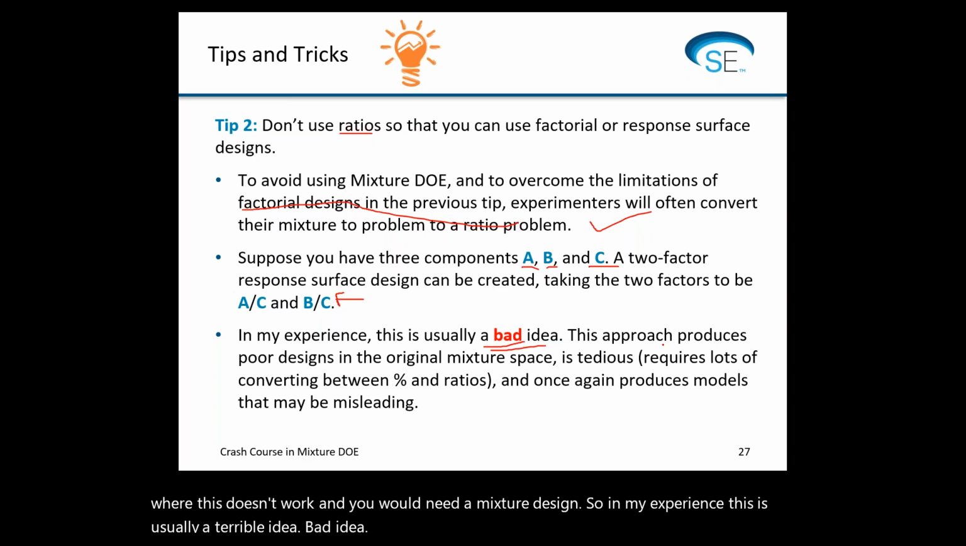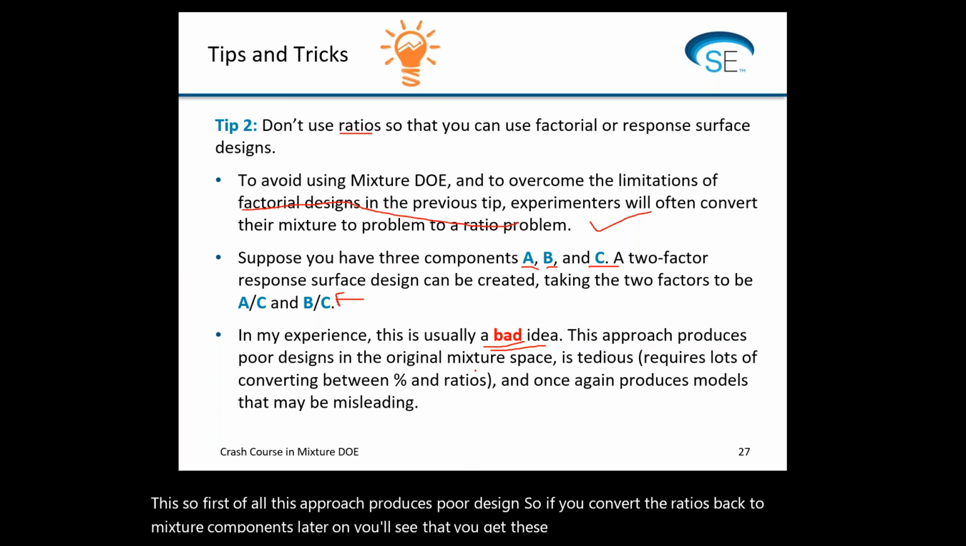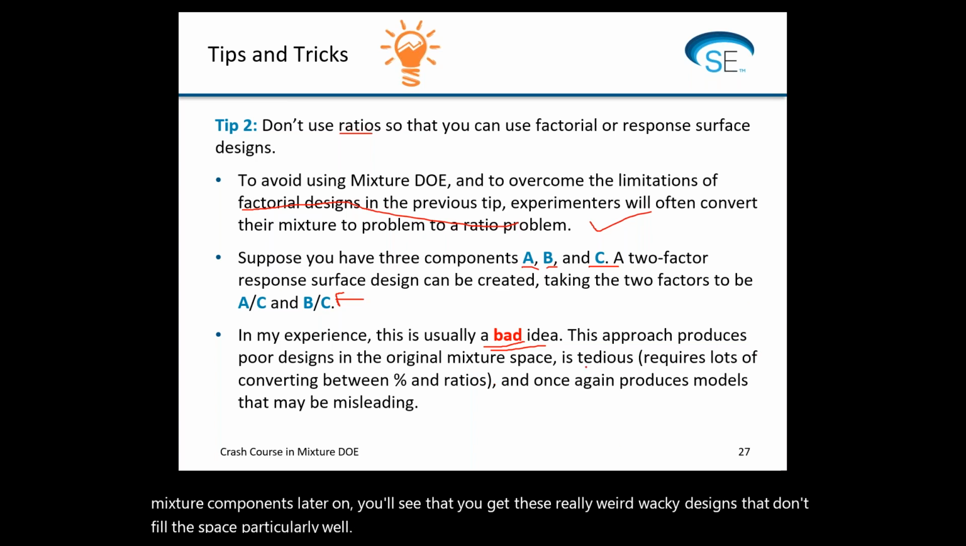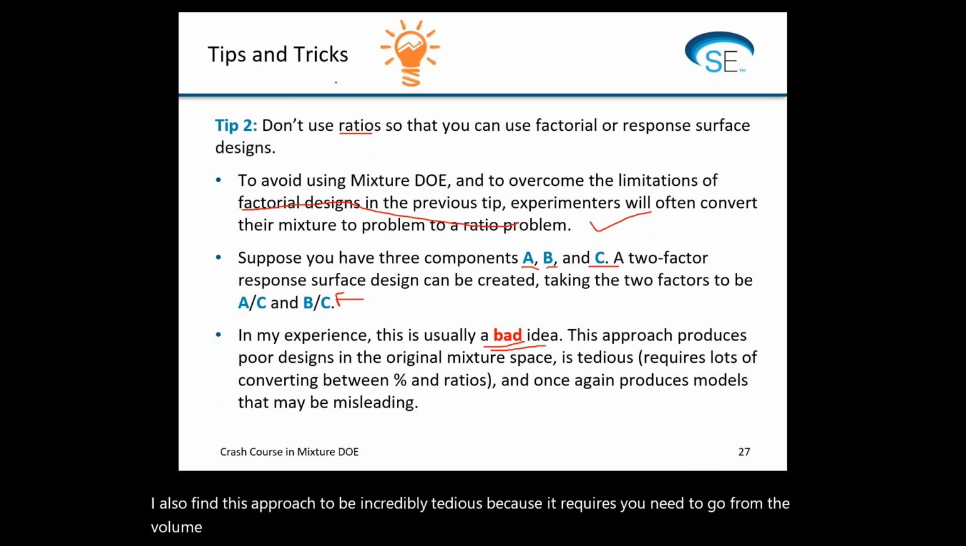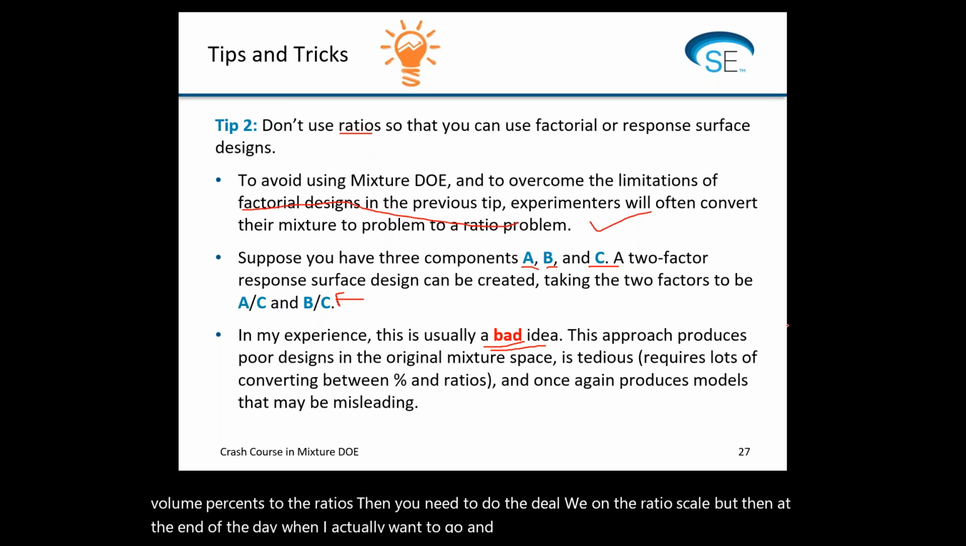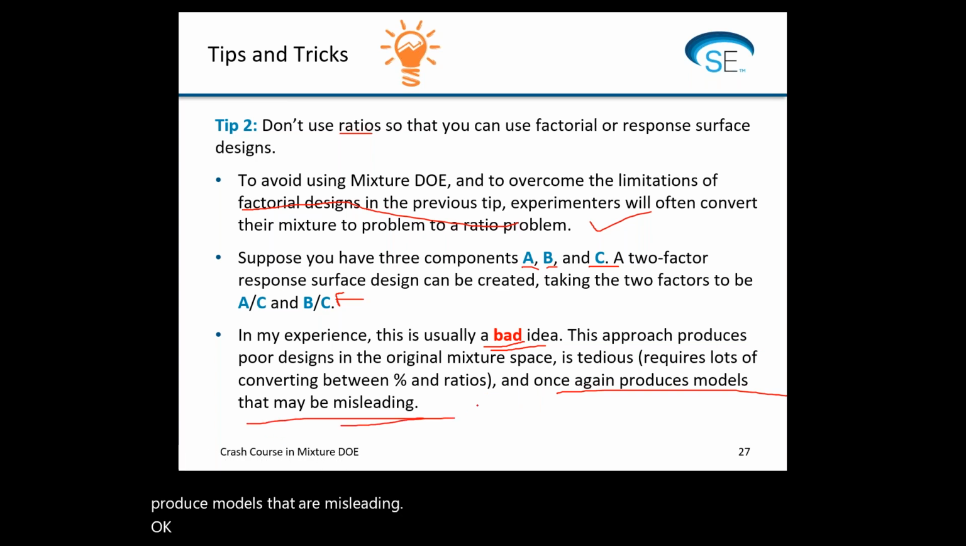First of all, this approach produces poor designs. If you convert the ratios back to mixture components later on, you'll see that you get these really weird, wacky designs that don't fill the space particularly well. I also find this approach to be incredibly tedious, because you need to go from the volume percents to the ratios, then do the DOE on the ratio scale, but then at the end of the day, when I actually want to create my final formulation, I need to back convert to the percent scale. So I find this tedious personally. And once again, it may produce models that are misleading. So I really don't like this approach, but you may see it here and there.